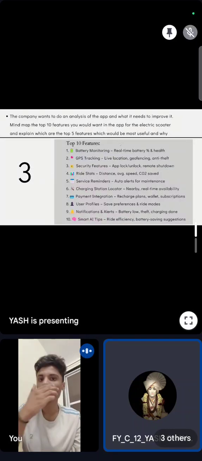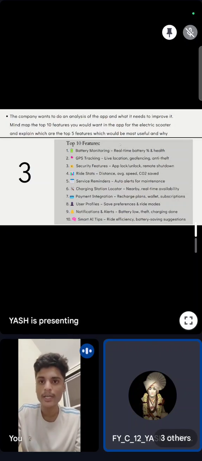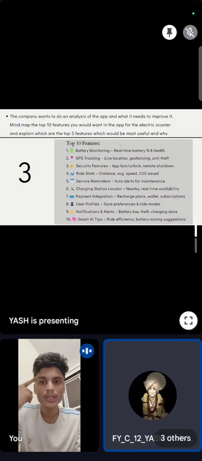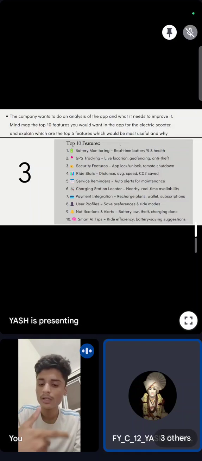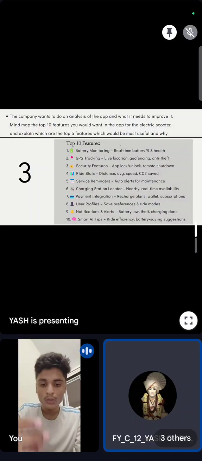As we know, battery monitoring will display the real time battery percentage and its health. There is the feature of GPS tracking. There are security features which consist of app lock, key lock and remote shutdown. There are ride statistics, which give the average speed and the average CO2 emission saved to preserve the environment. There are service reminders, for when a vehicle needs service.